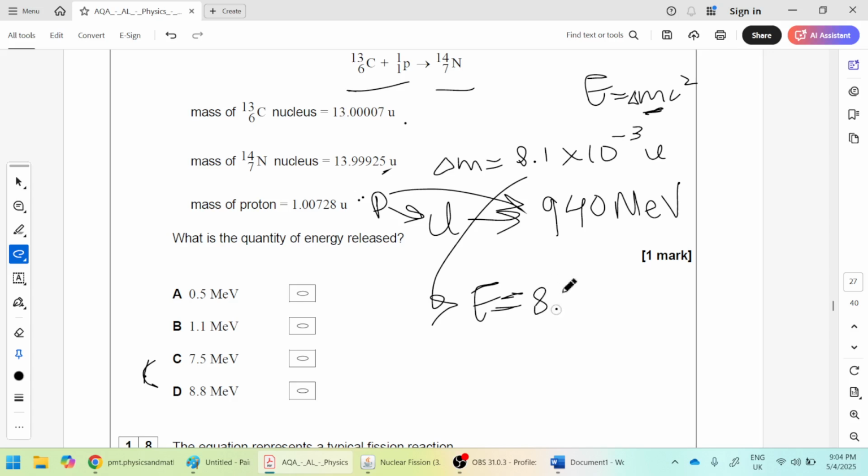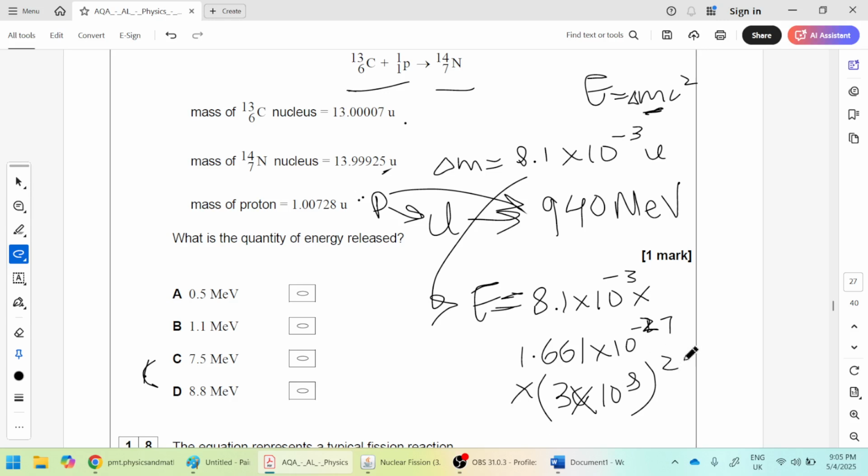So 8.1 times 10 to the power minus 3 times 1 u. u is equal to 1.661 times 10 to the power minus 27, so that's in kilograms now. This mass times c, 3 times 10 to the power 8, the whole thing squared.